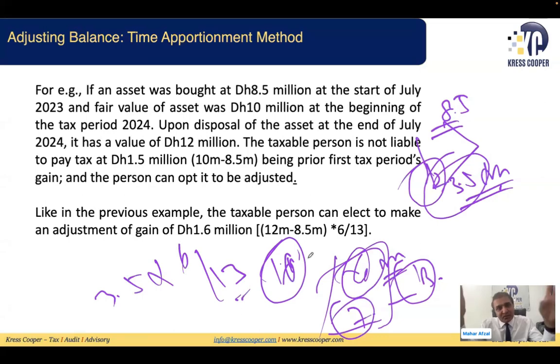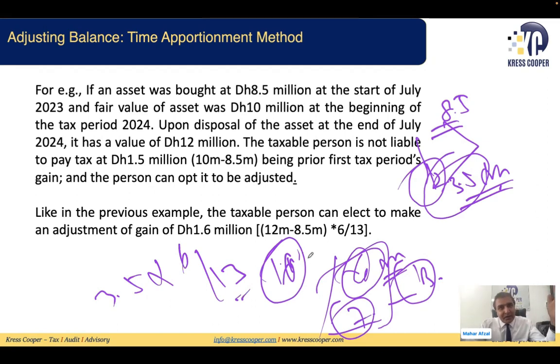We'll discuss two methods. One is the valuation method, the other is the time apportionment method. In the valuation method, we need to do a proper valuation. We know the value, so we can calculate the gain before the introduction of the corporate tax law, and accounting profits need to be adjusted accordingly to arrive at the taxable profit.